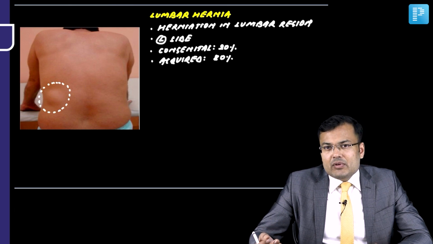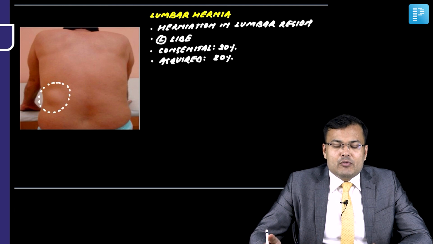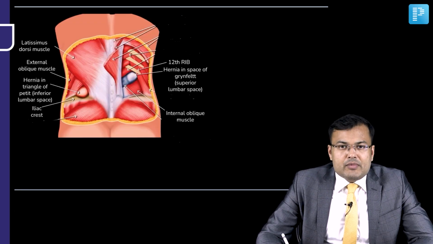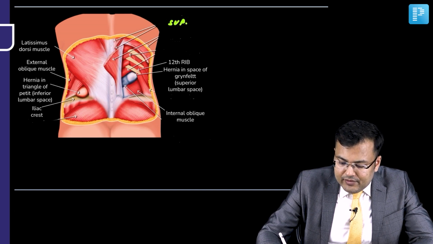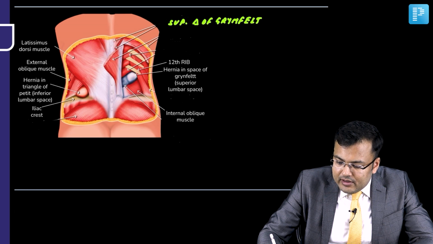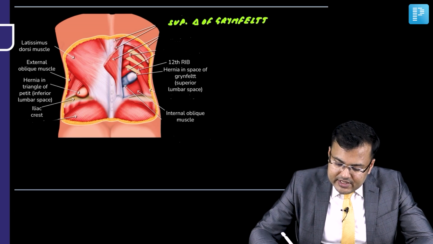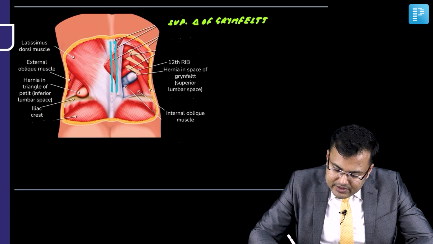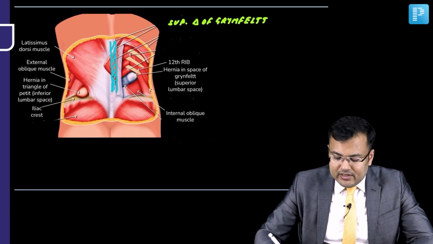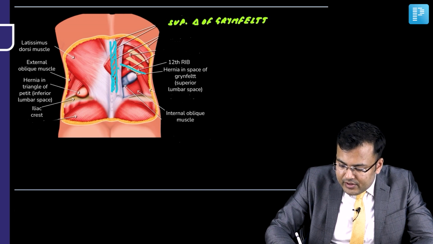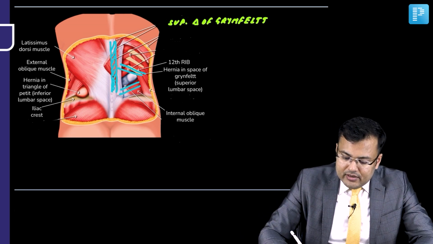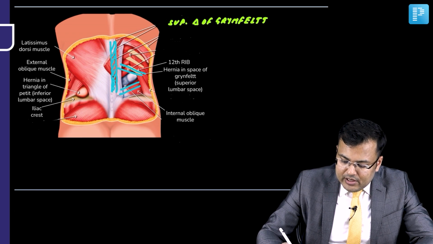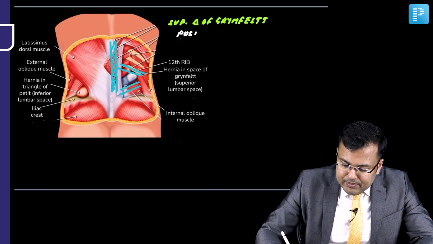Questions are asked about the boundaries of the superior triangle of Grynfeltt and the boundaries of the inferior triangle of Petit. First, what are the boundaries of the superior triangle of Grynfeltt? Most hernias occur via this triangle. In this image, you can see the boundaries. Posteriorly, there is the paraspinal muscle. Superiorly, the 12th rib. And anteriorly, you can see the internal oblique muscle.